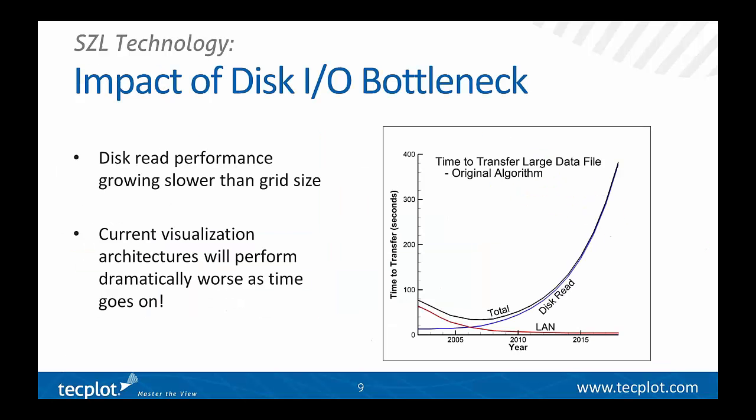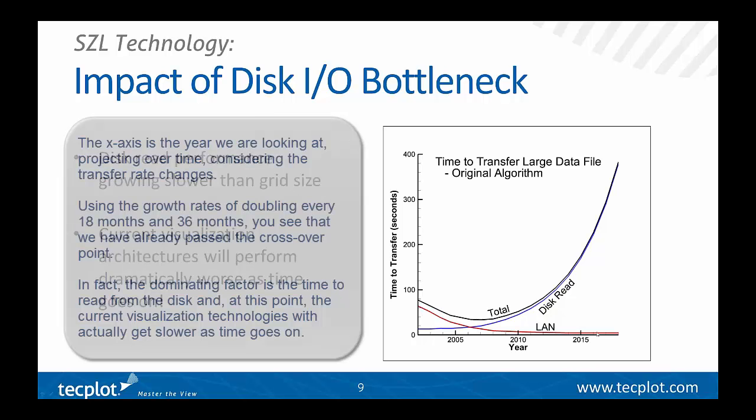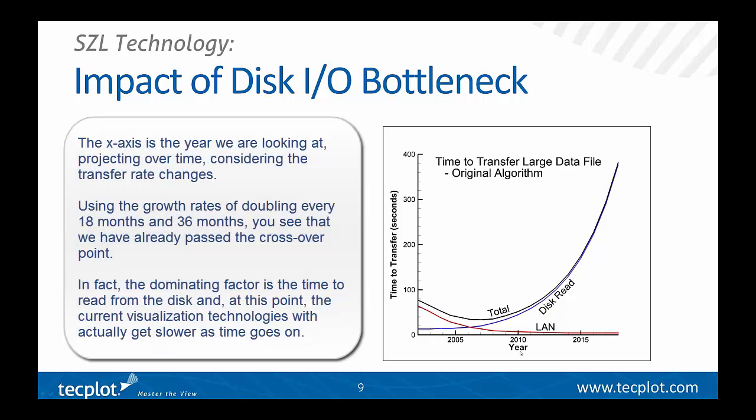So what does this mean? If you do a simple analysis of what this means for time to transfer data all the way through the pipeline, the two steps that dominate are the reading off the disk, that's the blue line on the bottom, and actually transferring the data to the CPU, GPU. The x-axis here is the year. We're looking at projecting over time how this changes, and just using those growth rates of 18 months and 36 months, you see that by this chart, we've already passed the crossover point. In fact, the dominating factor is the time to read from the disk.